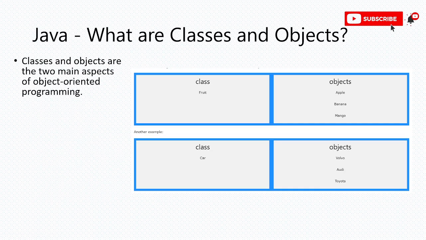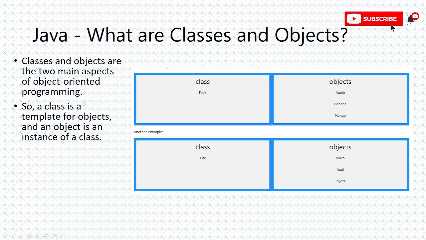So classes and objects are the two main aspects of object-oriented programming. For example, a class is a fruit, and an object is an apple. Apple is a fruit. Banana is a fruit. Mango is a fruit. So you need to create a class to represent different objects. Like a car, there are so many types of car. So a class is a template for objects. This is the template to create the object, and an object is an instance of a class.